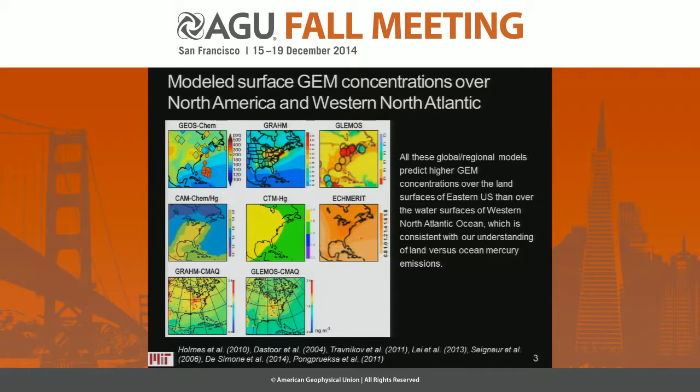This figure shows the modeled surface GEM concentrations over North America and the Western North Atlantic from several global and regional chemical transport models. These models have very different resolutions and different chemical mechanisms, but they all predict higher GEM concentrations over the land surfaces than over the ocean surface, which is consistent with our understanding that land emissions are higher than the ocean emissions.